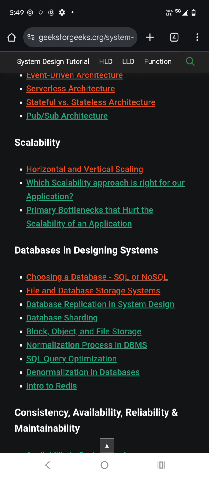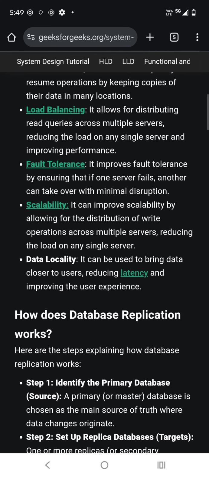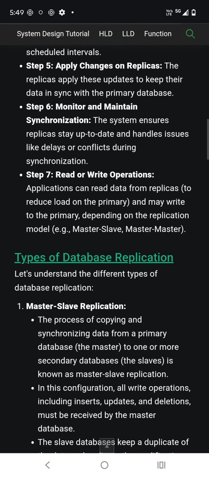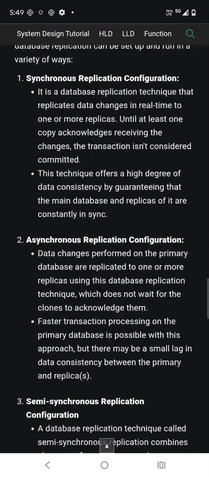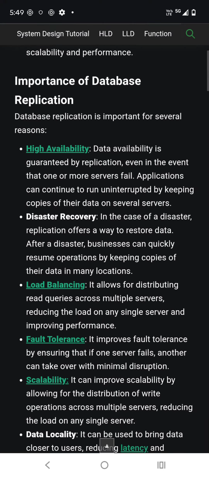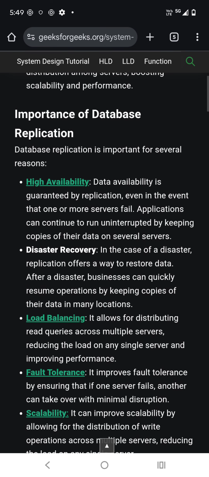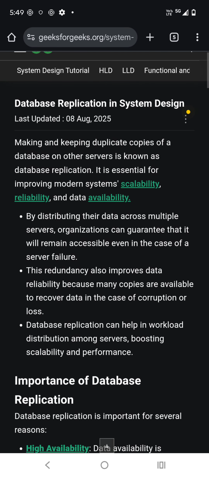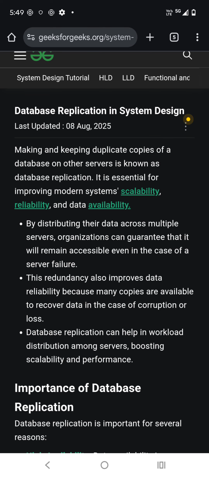And one more thing here, database replication system. Okay, let me go through these concepts as well. I'll go at a high level. There is no diagram, but I'll explain the importance of it. Why do I need to replicate the database? These three factors are important: scalability, reliability, availability.